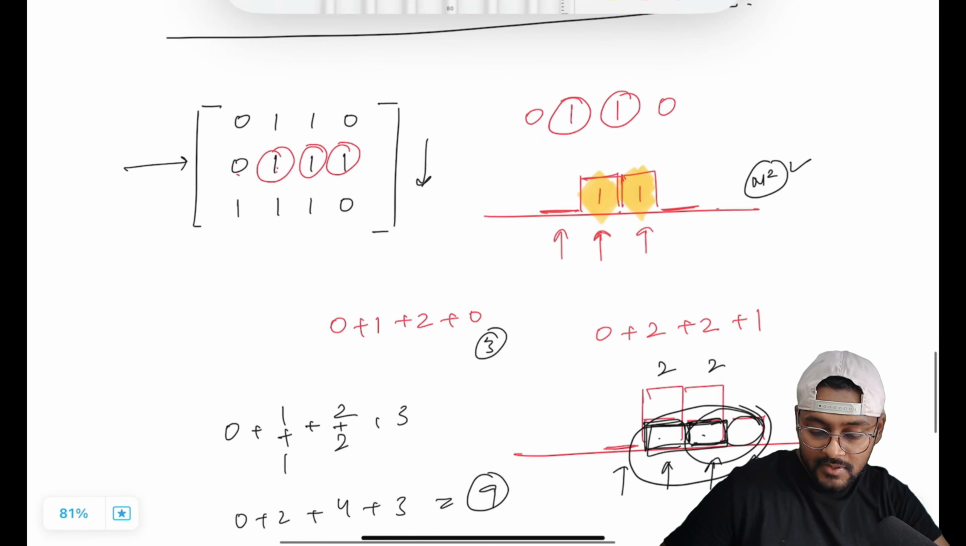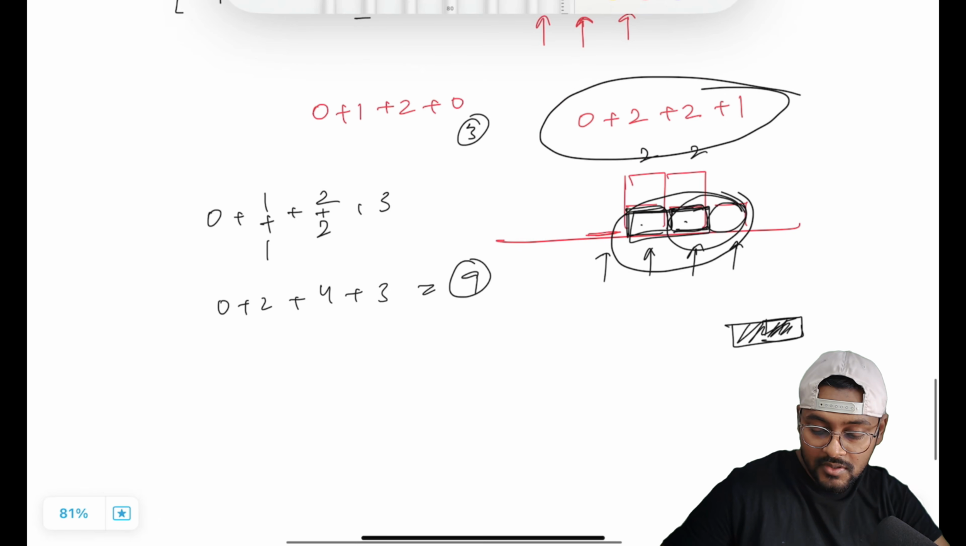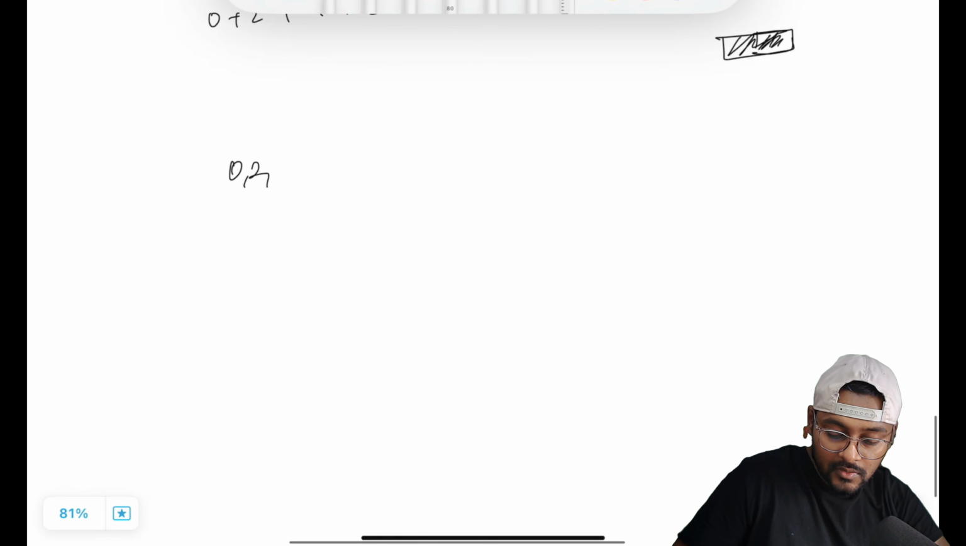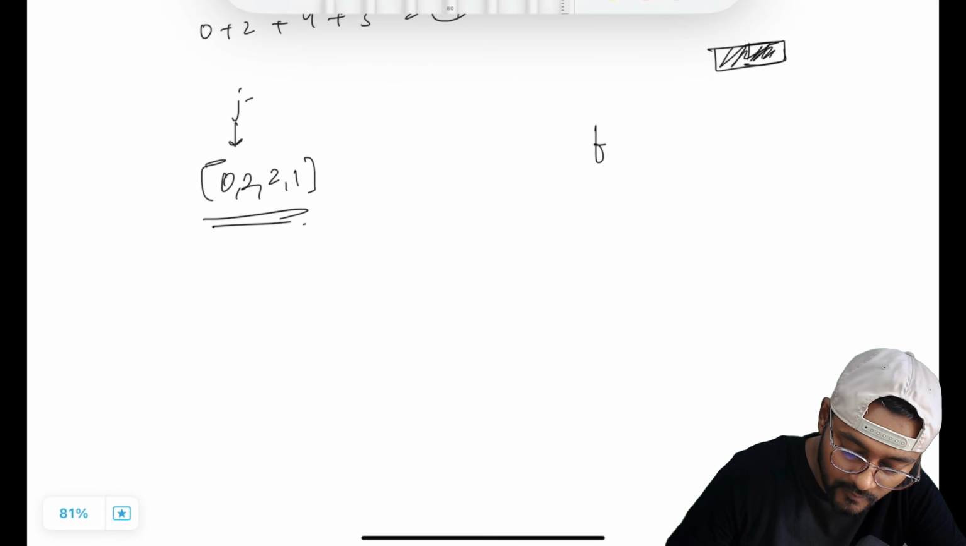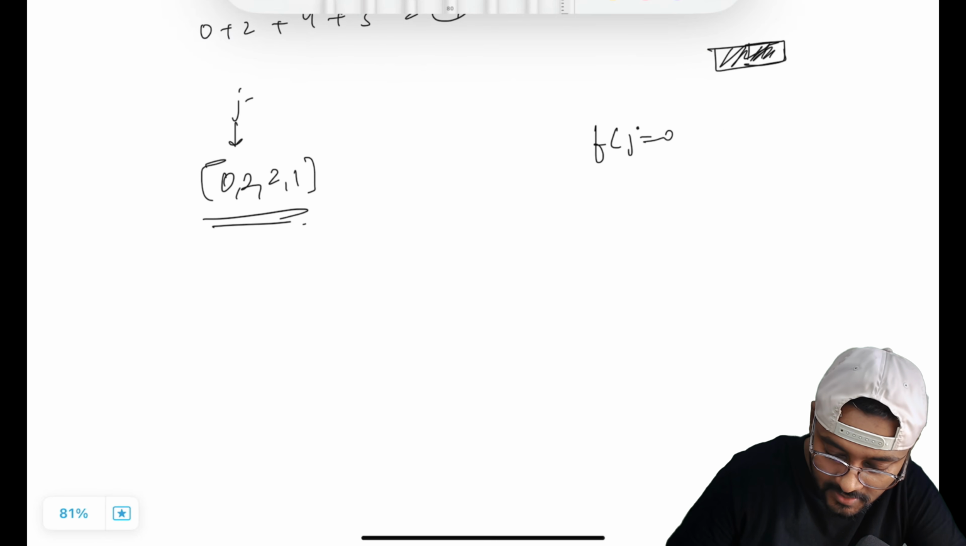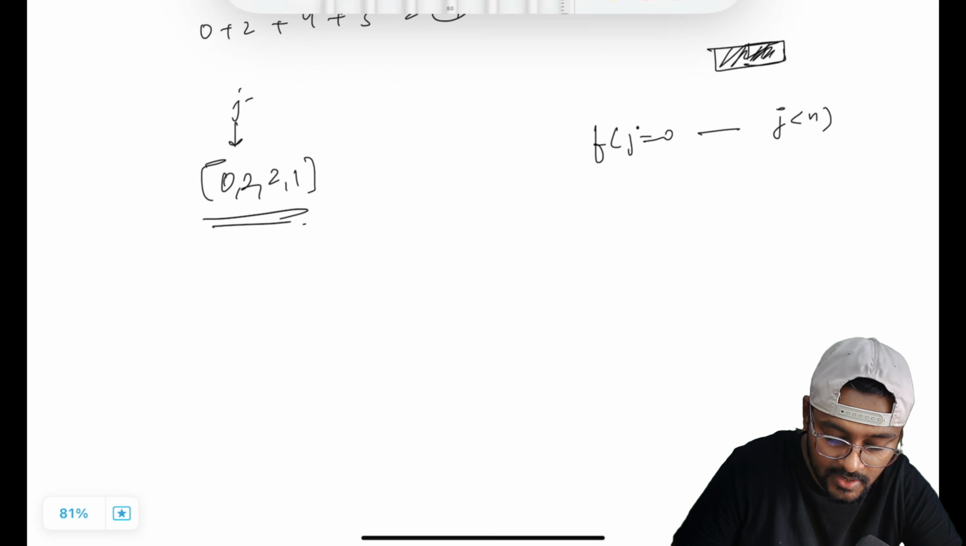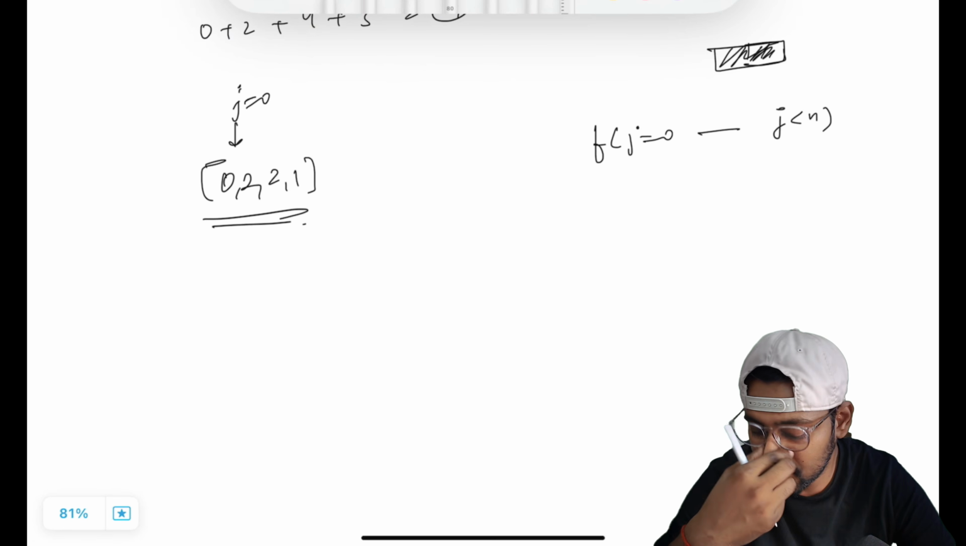We'll have the value of the second row. Second row, let's say that is 0 2 2 1. So 0 2 2 1. Let's try to build the pseudo code for this approach. First of all, we have to go to every single j. j is equal to 0, j less than n, j plus plus. Starting with every single value of j, I will do something.